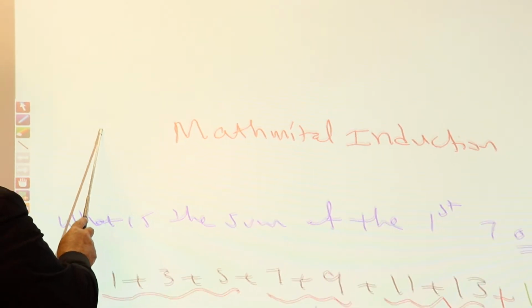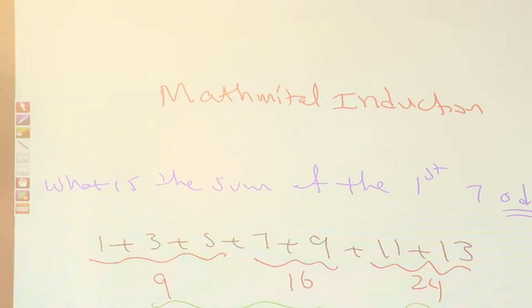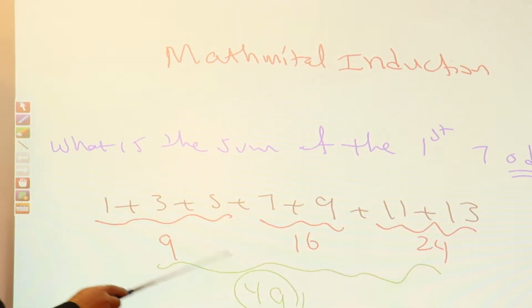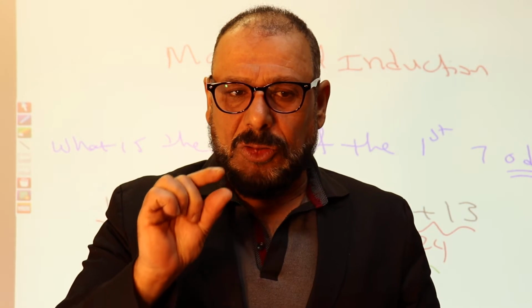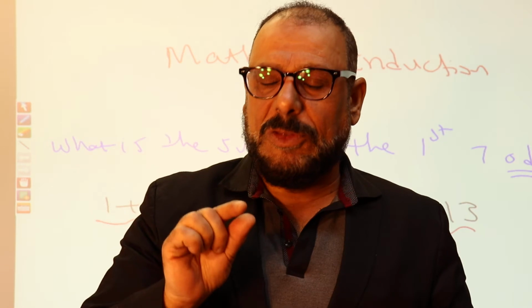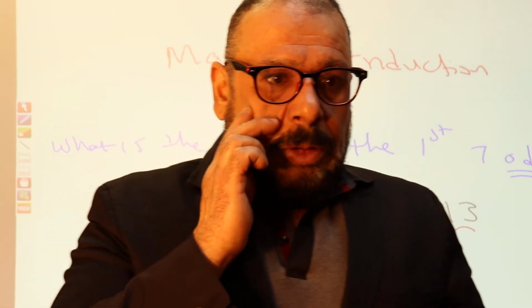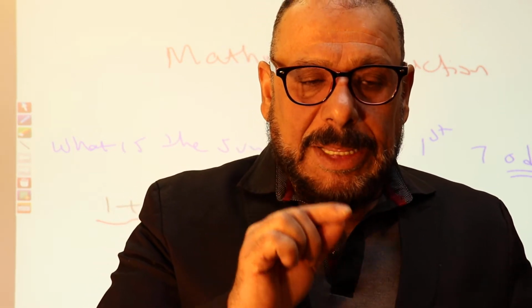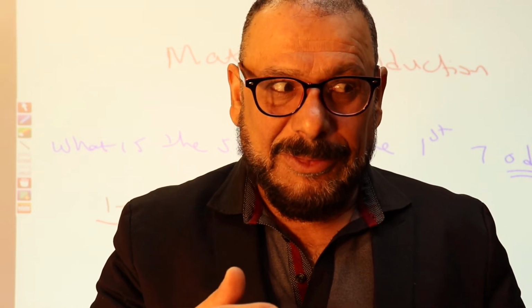If you add them, we'll get 49. Then just follow me. What is the sum of the first 7 odd numbers? The sum is 49. What is the sum of the first 8 odd numbers? 64. How did I get 64? You're going to find the rule, not me.